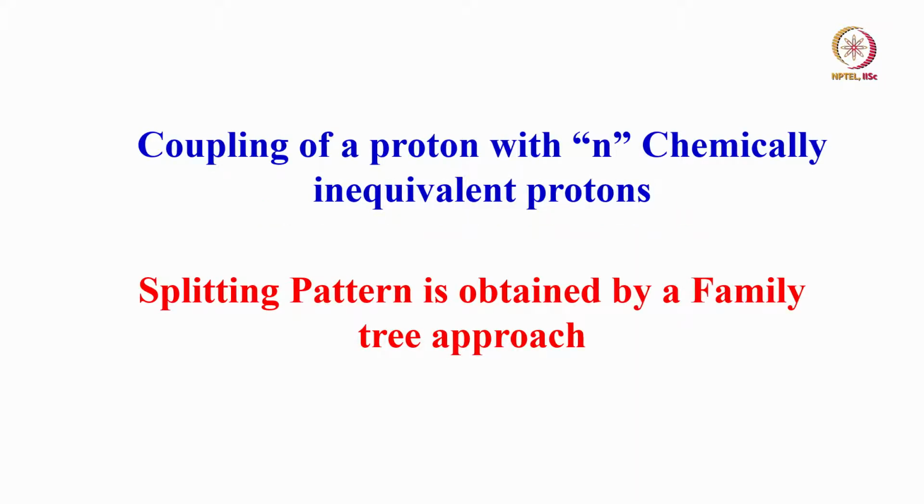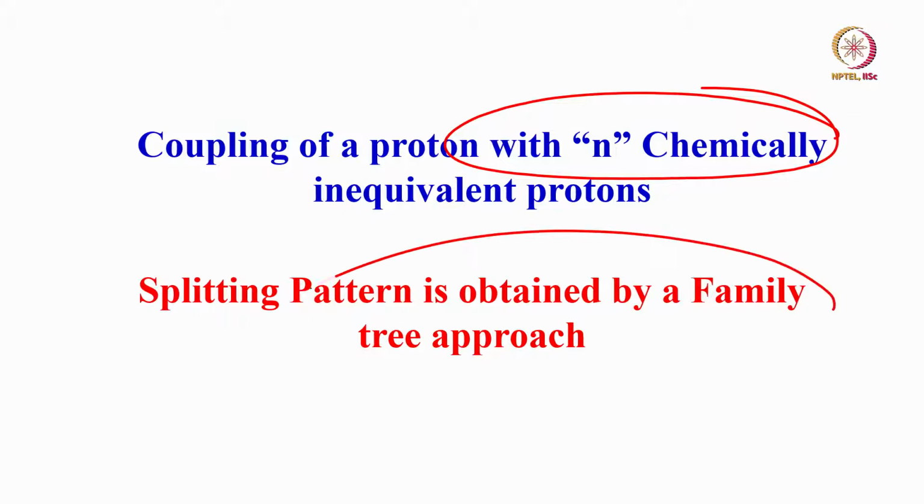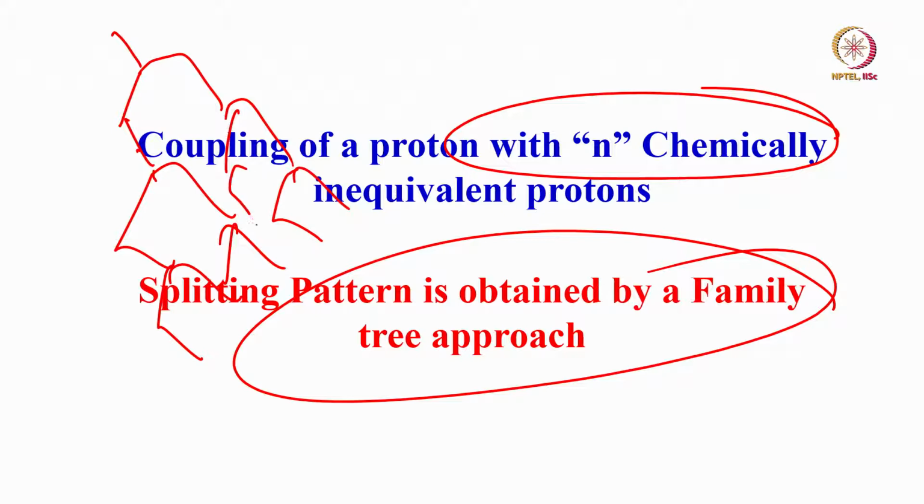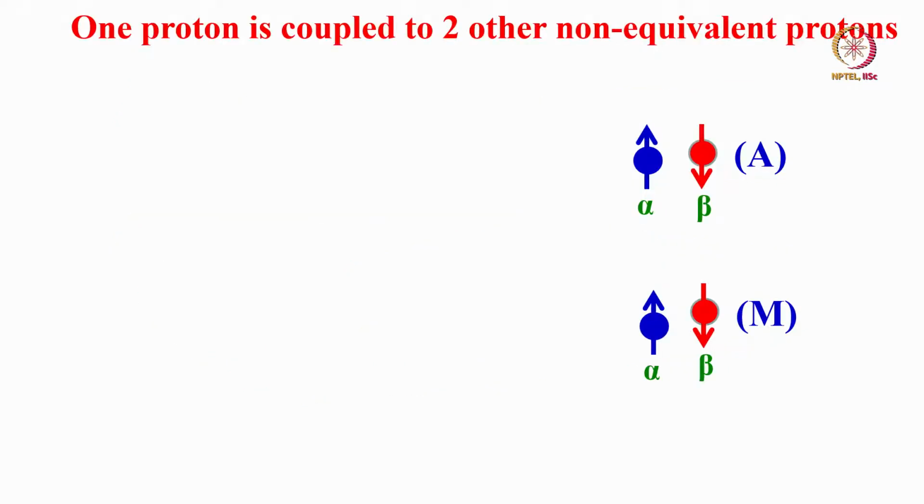Simple rule: if a proton is coupled with n chemically inequivalent protons, the splitting pattern is easily obtained by a family tree approach. What is a family tree approach? Very simple, 1 will become 2, then 2 will become 4, 4 will become 8, like that it keeps multiplying. This is called a family tree approach, like a fission reaction that you will see in nuclear reactions. So now we will understand this.